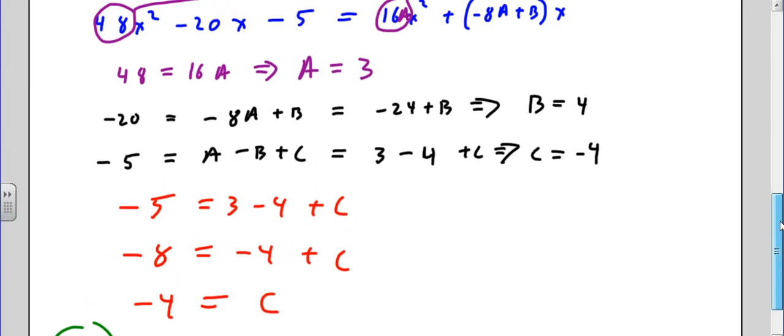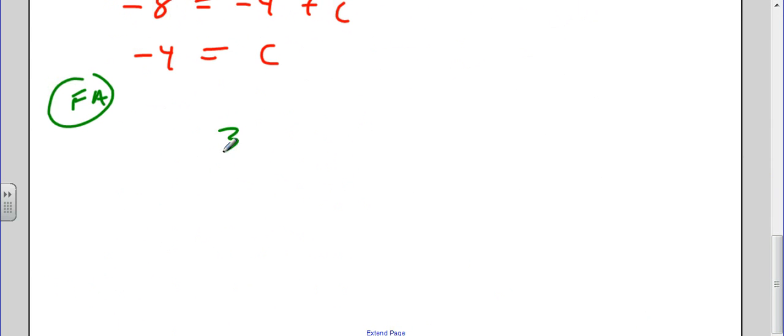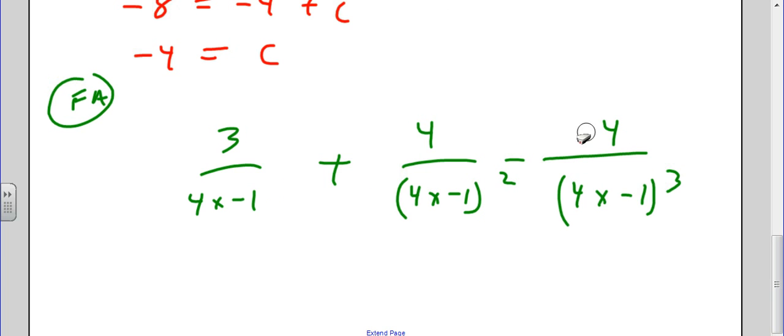All right, so we've got 3, 4, minus 4. And if we knew what the problem was, we'd know what to put down here. 4x minus 1, 4x minus 1 squared, 4x minus 1 cubed, plus, get rid of that minus there. Okay, final answer. Must be true. It's in the back of the book, so we should have been able to check it.